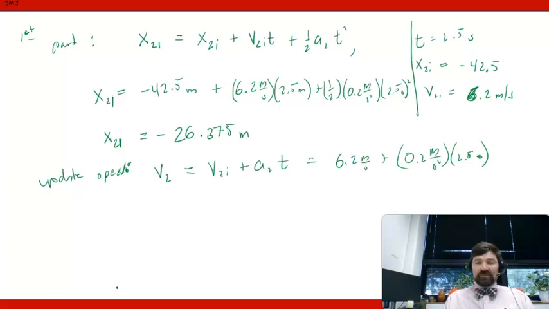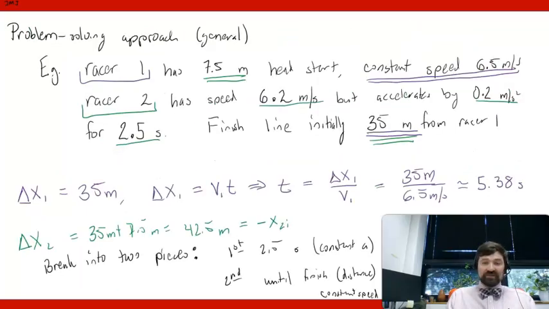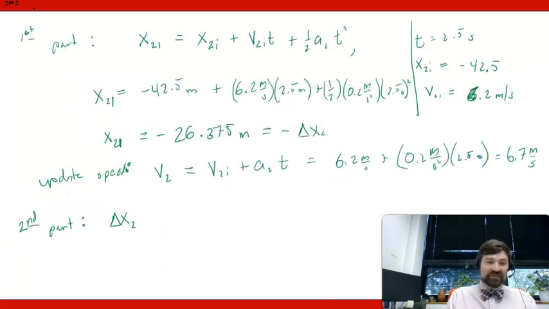Okay, so these two multiplied by each other gives me 0.5, so I end up with 6.7 meters per second. Okay, so now we're ready for the second part. For the second part, we can say something like delta x2. So this is negative of delta x2. We're basically now modeling it as a constant speed, which is how we did the purple equation for x1. So we should basically just do the same thing we did for x1. It's just that our time is going to have to be added to this 2.5 seconds here.